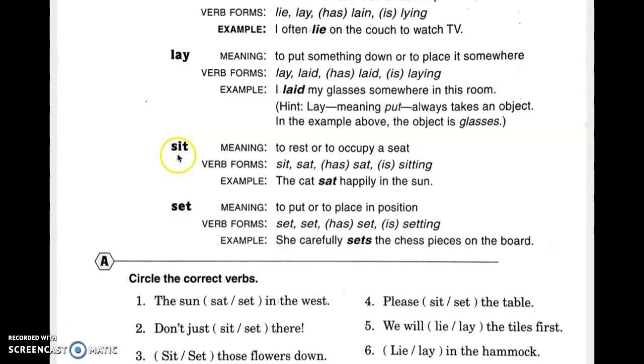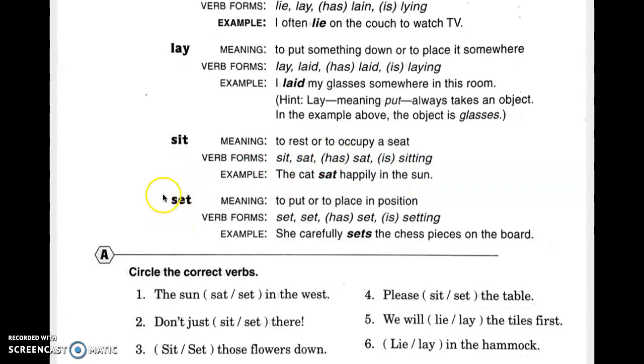Next one, sit. It means to rest or occupy a seat. The verb forms are sit, sat, has sat, or is sitting. And here's the example: The cat sat happily in the sun. So again, the cat is the one doing the sitting. She sat happily in the sun.